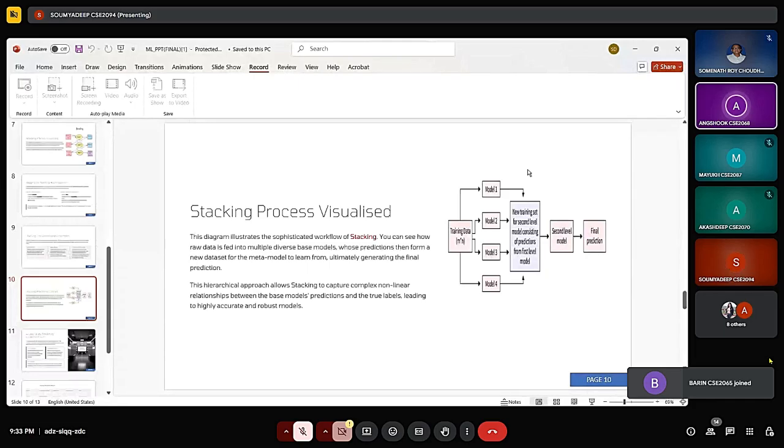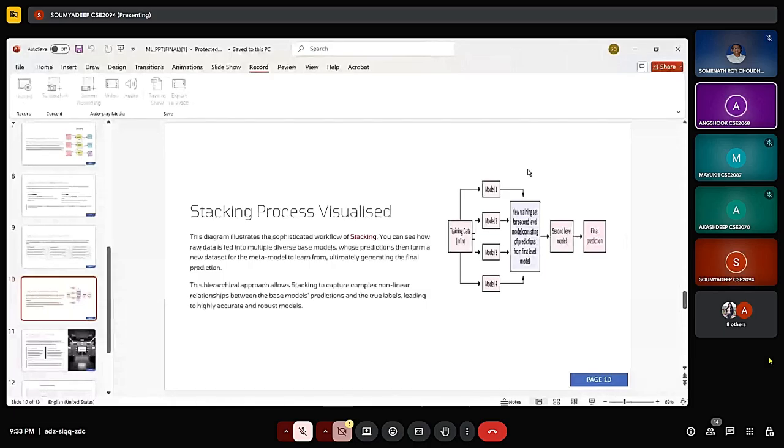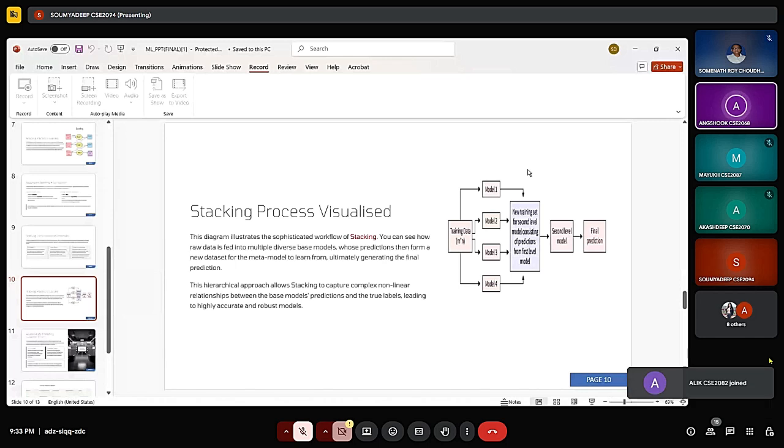I'm presenting the stacking process visualized. The diagram illustrates the sophisticated workflow of stacking. You can see how raw data is fed into multiple diverse base models, whose predictions then form a new dataset for the meta model to learn from, ultimately generating the final prediction. The hierarchical approach allows stacking to capture complex nonlinear relationships between the base models' predictions and true labels, leading to highly accurate and robust models. Can you put the next slide, please?